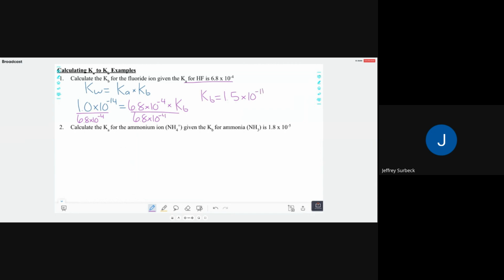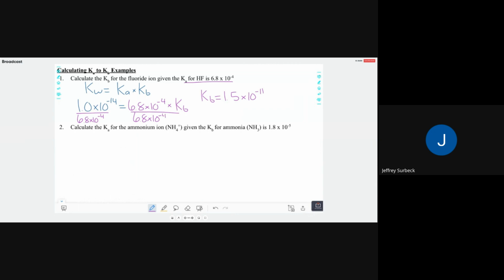Now, one thing I want to point out: hydrofluoric acid is still a weak acid, but a relatively strong weak acid. Our Ka is 6.8 times 10 to the negative 4th, with only 3 zeros in front before the decimal. The Kb, in turn, because we had a fairly stronger weak acid, is really, really small, meaning we have a very weak conjugate base.